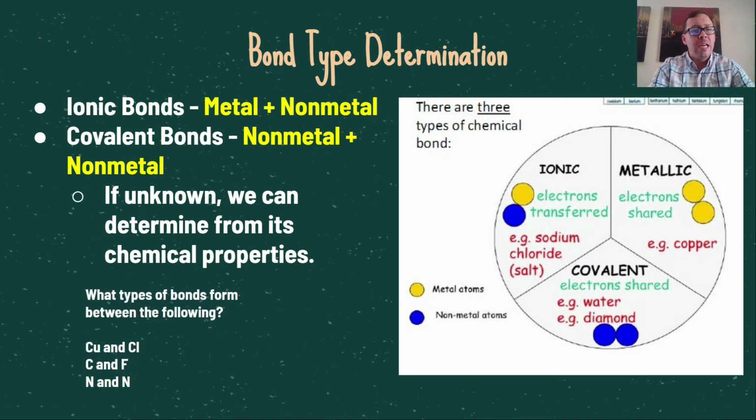So let's explore what types of bonds we might find between the following. We have Cu and Cl, C and F, and N and N. Well, if I look at Cu and Cl, Cu, copper, is a metal and chlorine is a nonmetal, so I can safely say that that is probably going to be an ionic bond. C and F and N and N are all nonmetals, so those are primarily going to be covalent bonds.